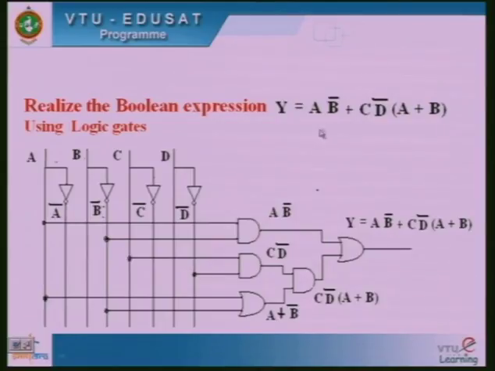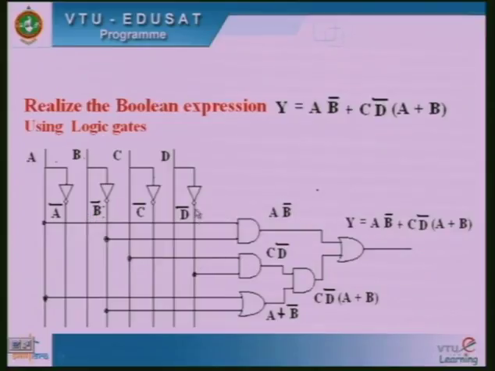By considering these lines as parallel lines, we execute the first part of this operation, A dot B complement. We have taken A from this point and B bar from this point. Both are multiplied here using an AND gate, and the output of that AND gate is made available for the next operation, that is OR with the remaining part of the equation.